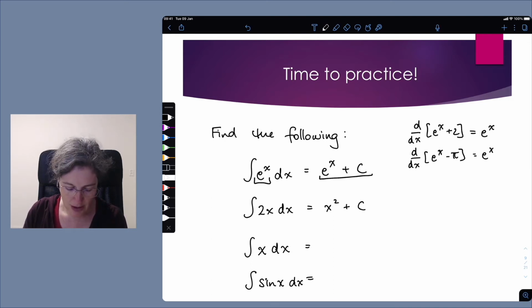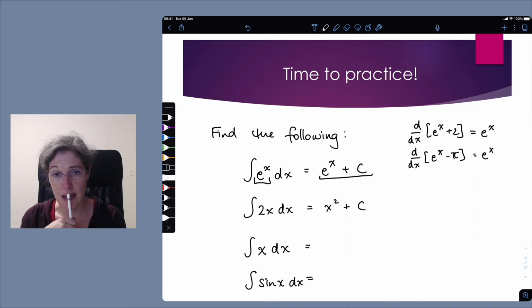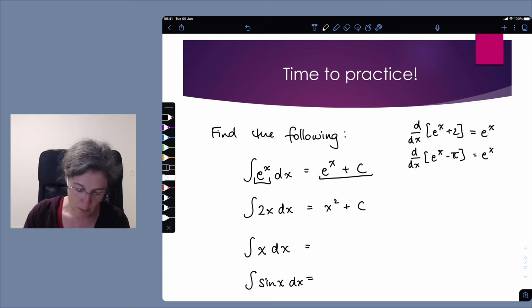Okay, what did I have to differentiate in order to get just x? So here you can say, well, okay, I got 2x when I differentiated x squared. So presumably if I divided x squared by 2, then when I bring the 2 down when I differentiate, it's going to go away. So the answer must be a half x squared plus c.